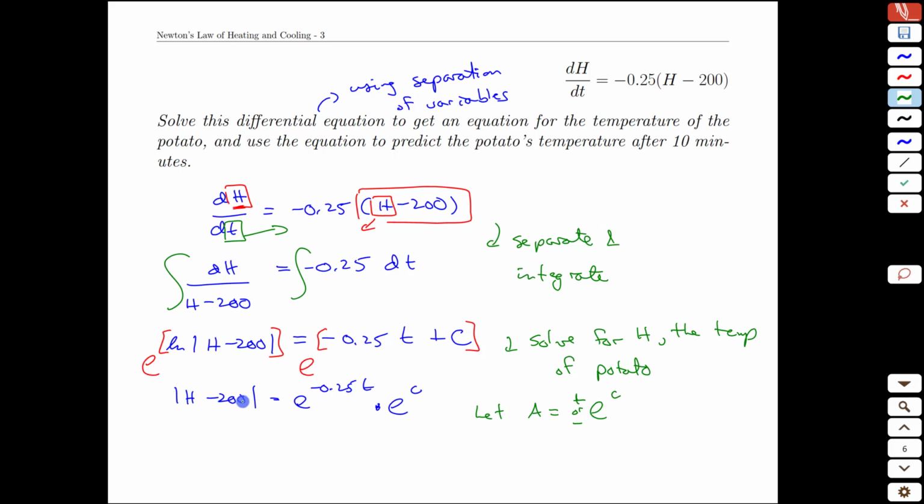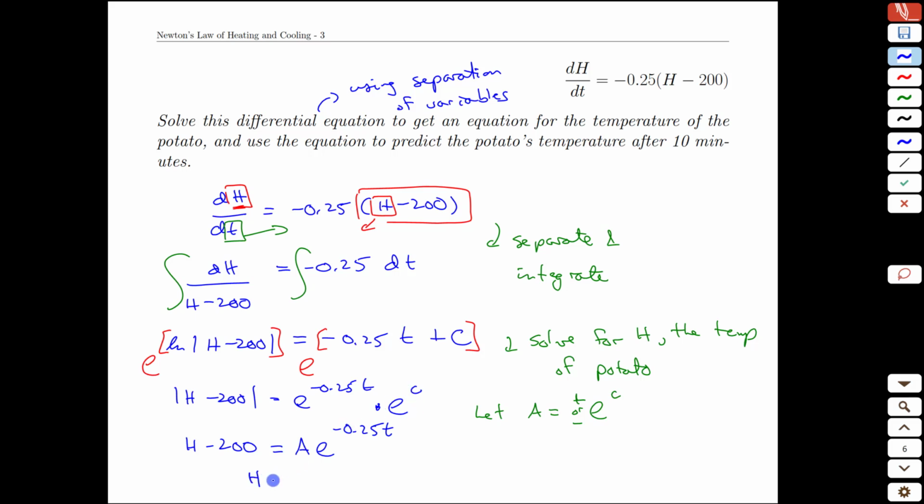If this expression was negative, we would make this value here negative as well and call it a. If this was positive, we wouldn't do anything. We just leave it as e to the c. The result of that replacement is that we have h minus 200 equals a e to the negative 0.25 t. We've gotten rid of the absolute values, and we've tidied up that e to the c into a single constant.